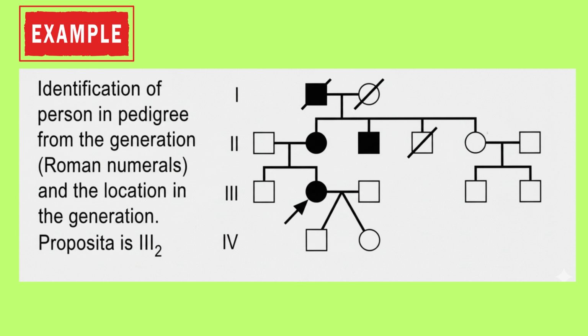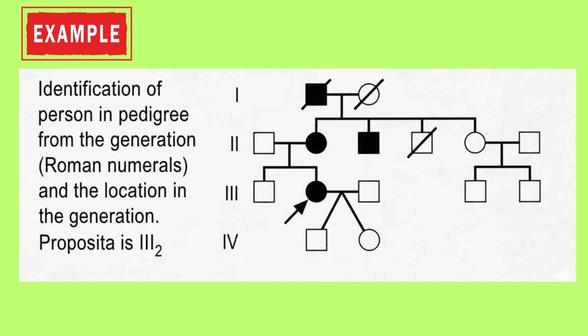From the symbols, we can tell a story. In generation 1, an affected male married a normal female. Now both of them have died. They had several children in generation 2, including 2 affected children and a deceased one. One of their affected daughters in generation 2 had children in generation 3, one of whom is our proposita, 3-2. She and her unaffected husband had dizygotic twins who make up generation 4.